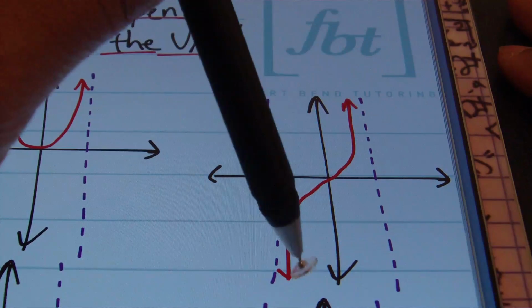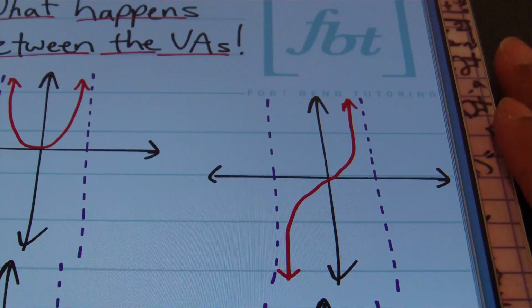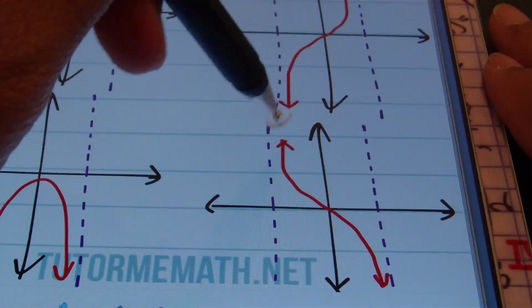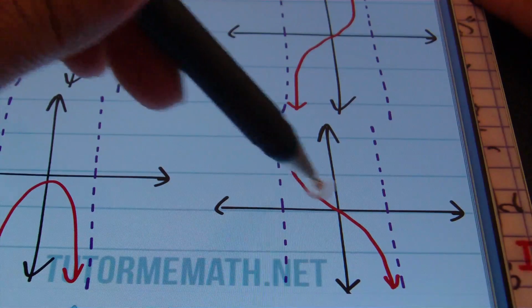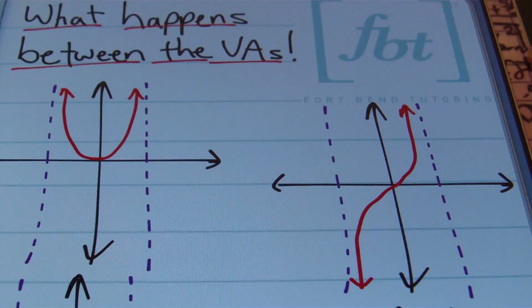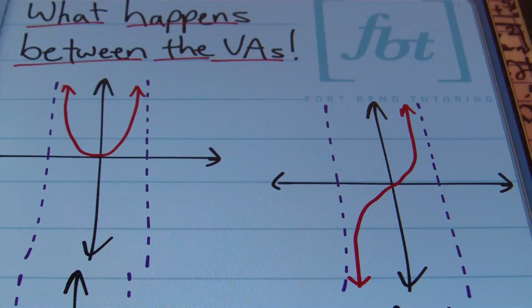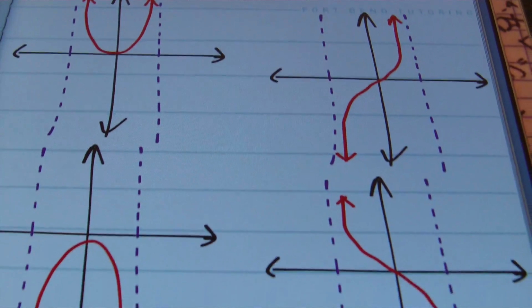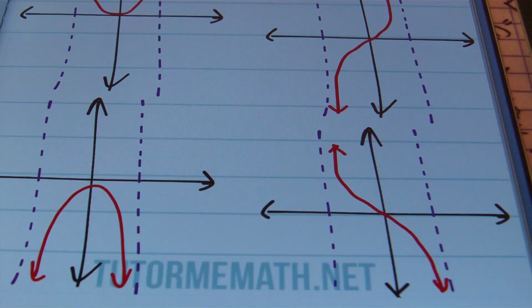So it could look like this between the two vertical asymptotes, and it could also look like the reverse of that, like this between the two asymptotes. So these are common graphs that can occur between vertical asymptotes. All right, so just to make you aware, to enhance your graphs when it comes to rational functions. All right, and this, ladies and gentlemen, concludes our video on finding vertical asymptotes in rational functions.